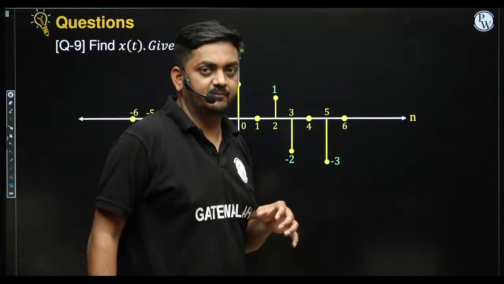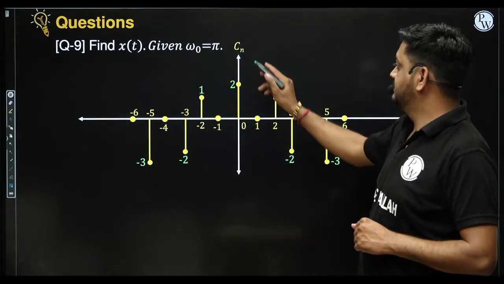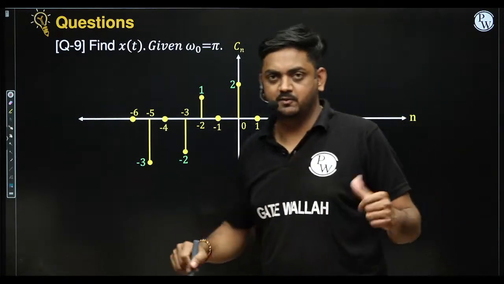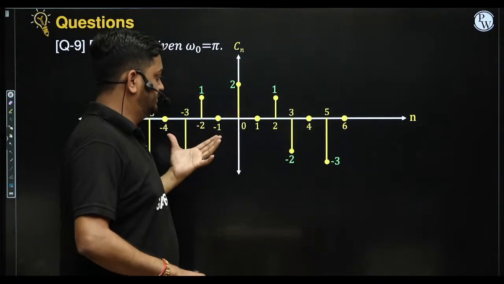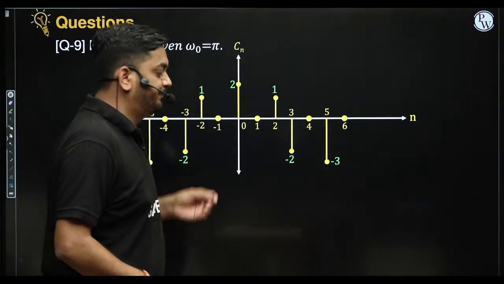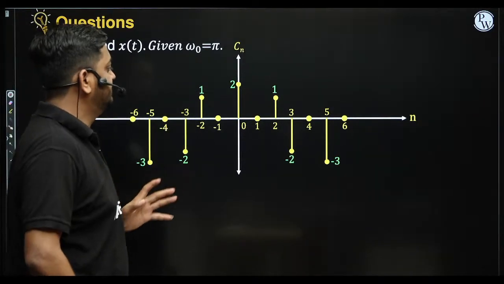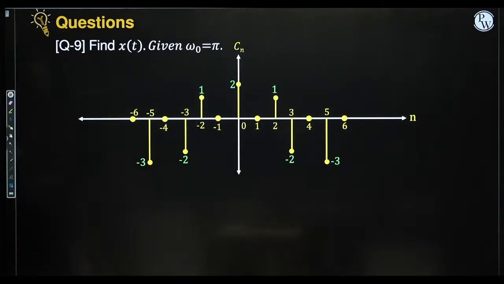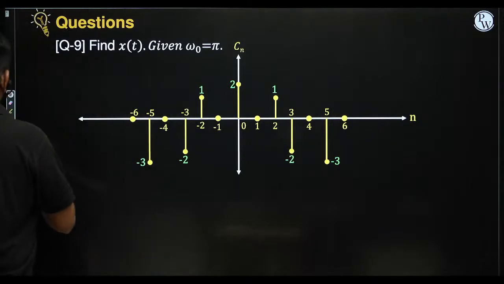Coefficient Cn is given and the fundamental frequency omega 0 is also given. Cn is discrete, guys, so that's why n takes integer values. This is discrete and aperiodic. So simply they are asking to find x of t from the given coefficient Cn, a reverse type of question. So we have to use the formula for finding x of t from the Cn.